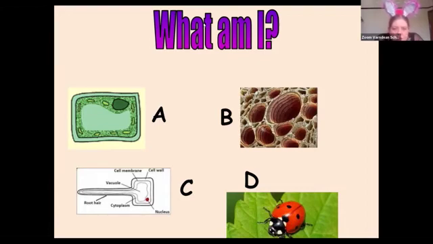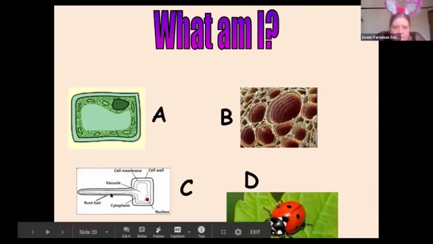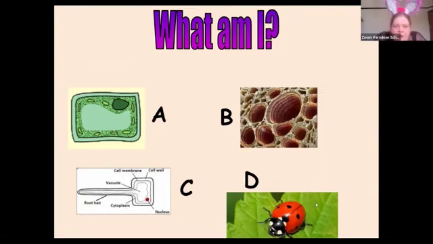So this one says, I am found near the top of the leaves. What am I? A, am I the palisade cell? B, am I the xylem? C, am I the root hair cell? Or D, am I a ladybird? So found near the tops of leaves, what am I? Palisade cell, the xylem, the root hair cell, or a ladybird? And while you're answering that, I'm going to have a little drink.